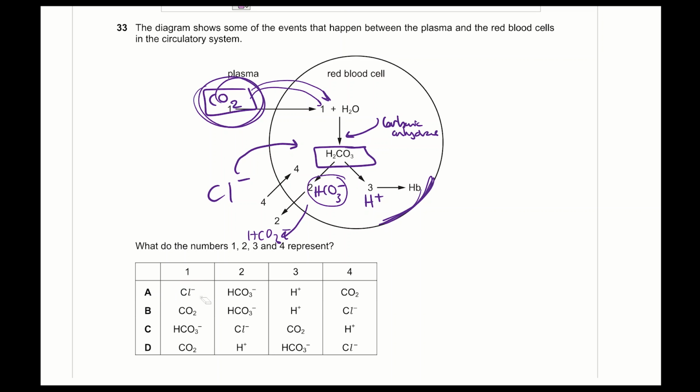So let's see the suggestions that we have here. Now for one, we've just said that it only could be carbon dioxide. Now for two, we just mentioned that it is bicarbonate, since bicarbonate is the only component that could actually leave the red blood cell. Now for three, we said hydrogen ions because they remain inside the red blood cell. And for four, due to the chloride shift, what enters the red blood cell is going to be the chloride ions. Therefore, the answer is going to be B.